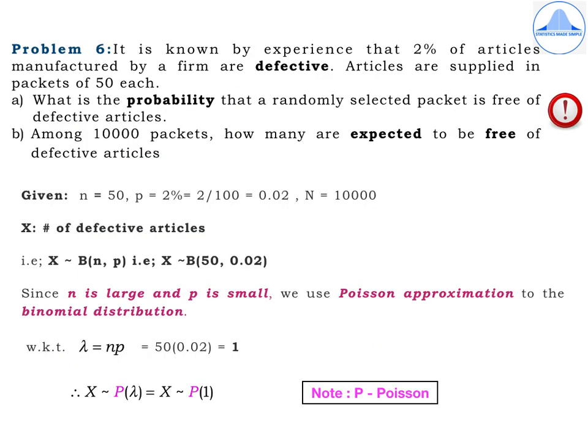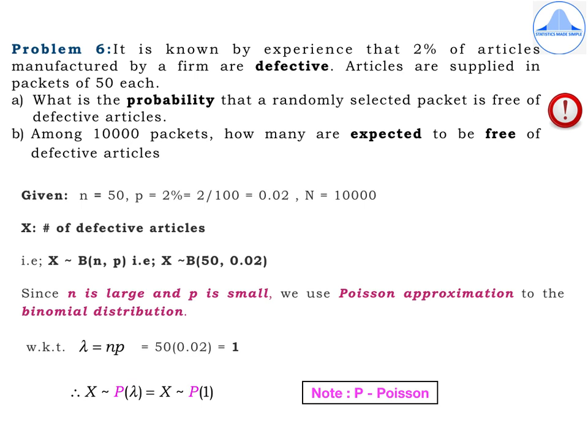Problem 6. It is known by experience that 2% of articles manufactured by a firm are defective. Articles are supplied in packets of 50 each. First subdivision, what is the probability that a randomly selected packet is free of defective articles? Second subdivision, among 10,000 packets, how many are expected to be free of defective articles?